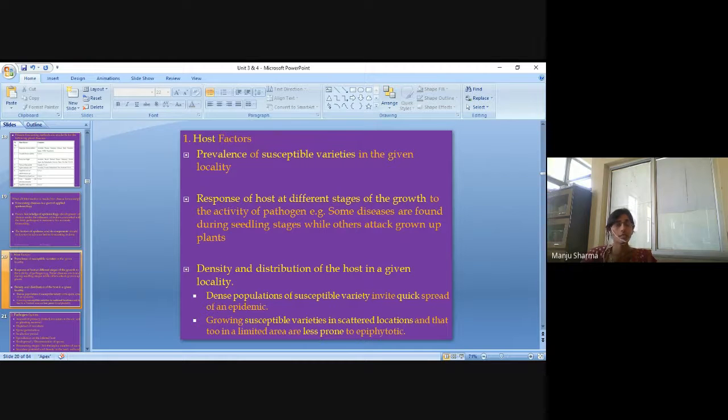Then the density and distribution of the host in a given locality: a dense population of susceptible variety invites quick spread of an epidemic, while growing susceptible varieties in scattered locations and in a limited area makes them less prone to epiphytotic.